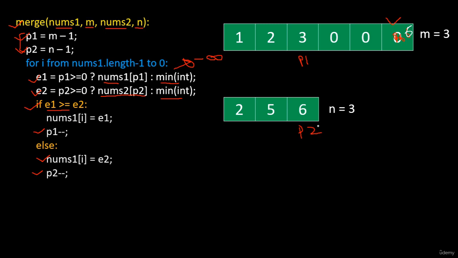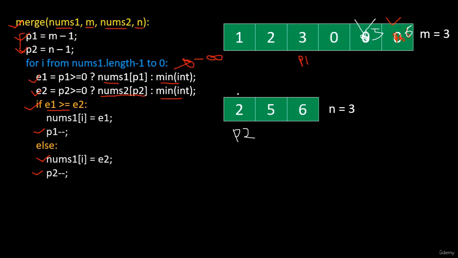So let's move p2 to the left. p2 points right over here. Our current element is this element. And here we see that 5 is greater than 3. So let's update this current element with 5. Now let's move p2 to the left. So p2 will point to this element.